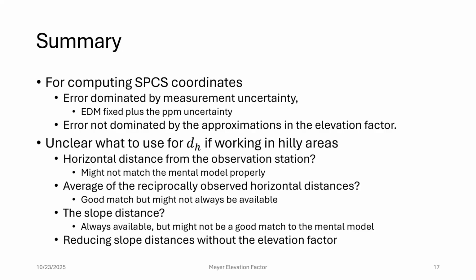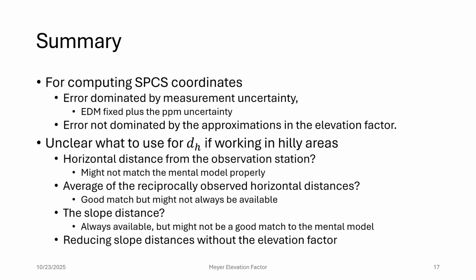Another good choice would be to take the average of reciprocally observed horizontal distances. Suppose we're running a control survey. We would hopefully observe all of the lines forwards and backwards, so we'll have all these reciprocally observed distances. That would be best practice in any case. And it seems like that is a good match to theory, but if we're not reciprocally observing the horizontal distances, then it wouldn't be available. One could just use the slope distance. That would always be available as well, but it might not be a good match to the mental model.